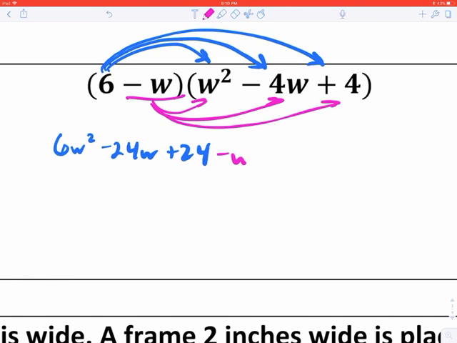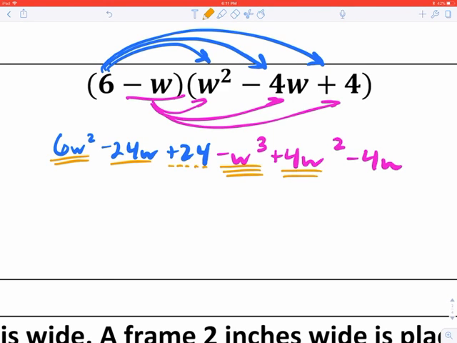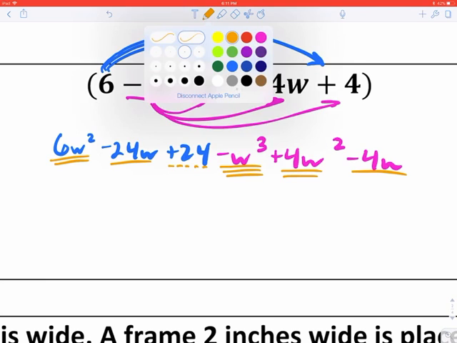Negative w times w squared gives me negative w cubed. Negative w times negative 4w gives me a positive 4w squared, and negative w times 4 gives me negative 4w. Let's go ahead and check the exponents on everything. They're all the same variable, so I don't have to worry about alphabetical order. This one I'll underline twice, this one I'll do like the dashed one here. This one 3 times, this one twice, and this one once.